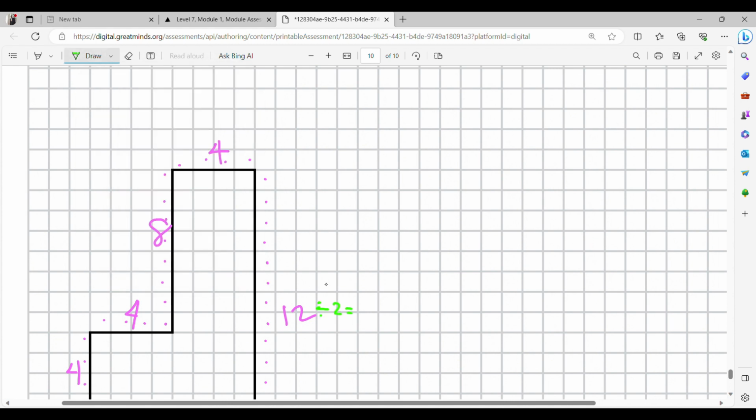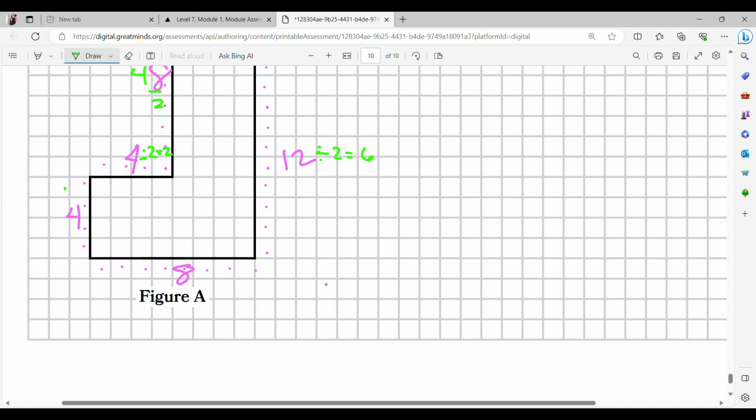12 divided by 2, 6. 4 divided by 2, 2. 8 divided by 2, 4. 4 divided by 2 equals 2. 4 divided by 2, 2. 8 divided by 2, 4.